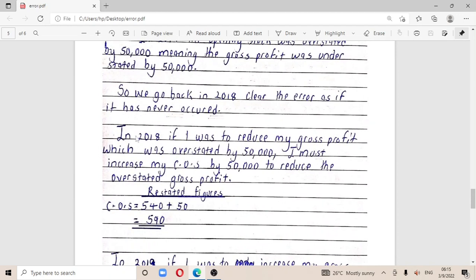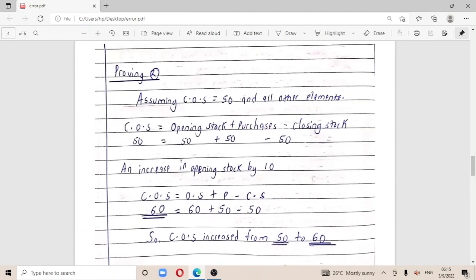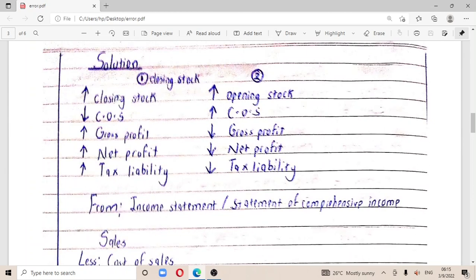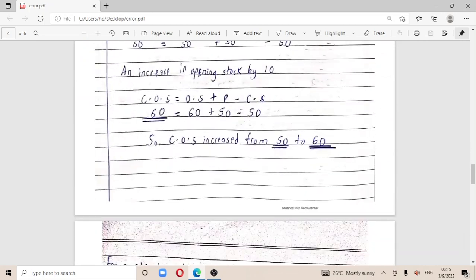So what am I going to do in 2018? If I was to reduce my gross profit, remember it was overstated. If I was to reduce my gross profit, which was overstated by 50,000, I must increase my cost of sales by 50 to reduce the overstated gross profit. This is what I mean when I go back. Remember, my closing stock in 2018 was increased, and I want to reduce my gross profit.